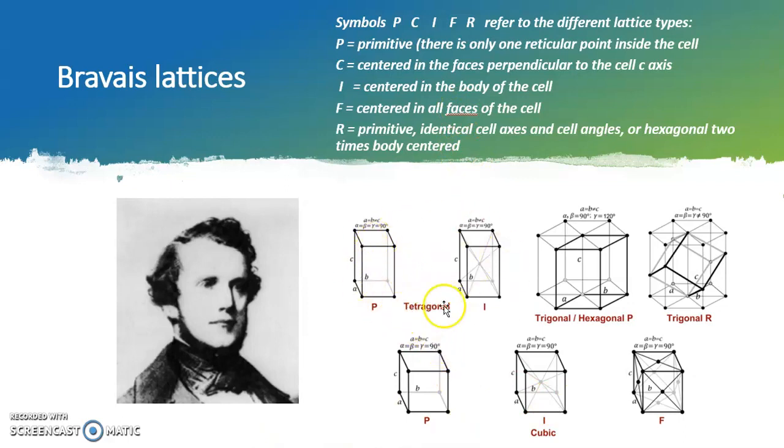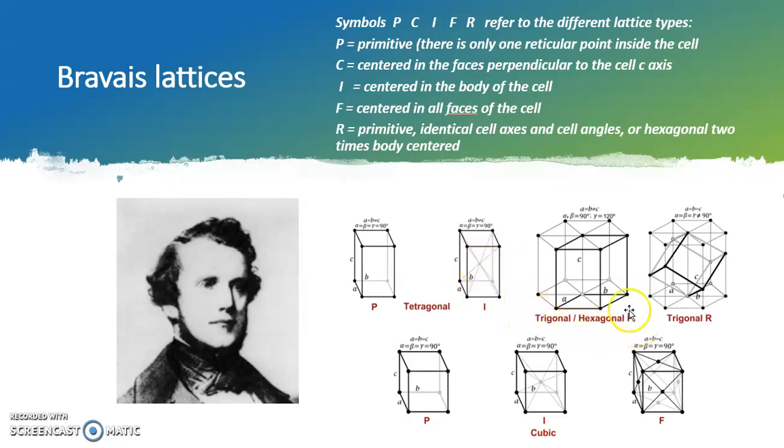Now, this is a tetragonal structure. What variation we have with respect to cubic in the tetragonal lattice shape is that two sides are equal but one is not equal. That means A is equal to B but it is not equal to C. And all three interfacial angles are the same, that is 90 degrees. Primitive means only the particles are located at the corners of the tetragon. Then I refers to centered in the body of the cell.